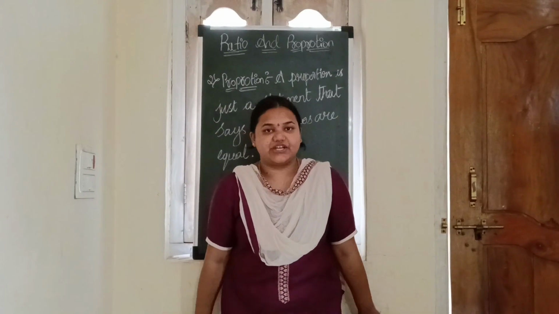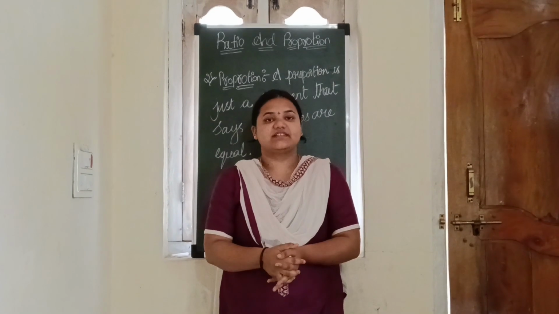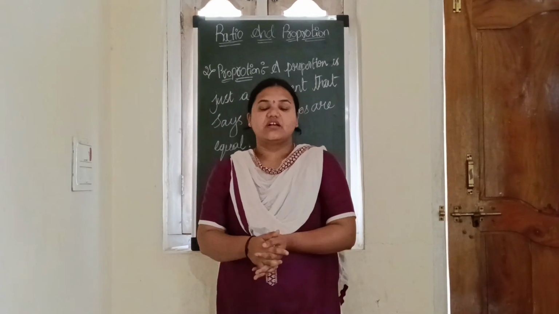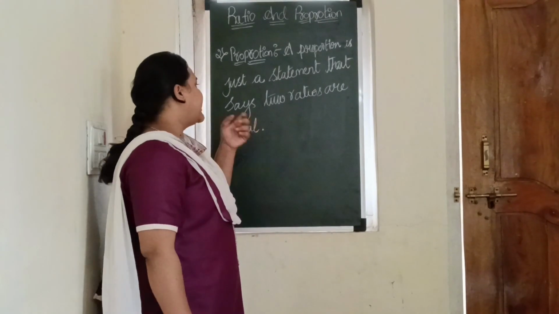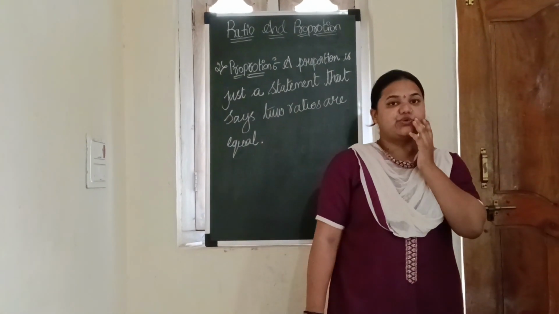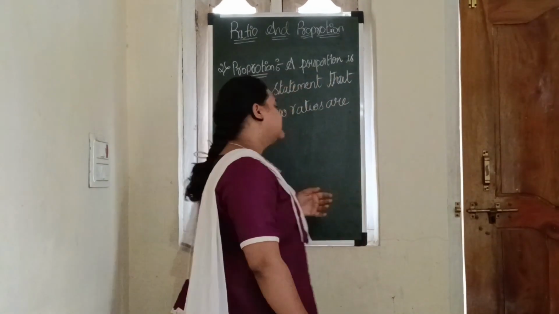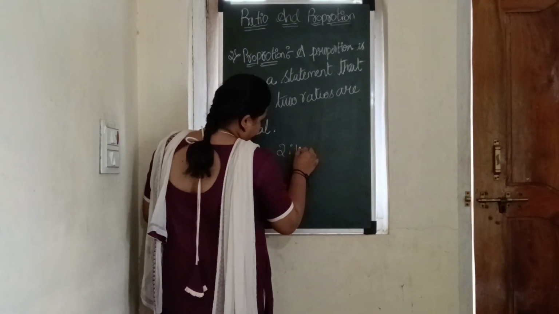Till now we have seen what is ratio and how it is used. So now we'll see the proportion. What is proportion? A proportion is just a statement that says two ratios are equal. So two ratios should be equal. How? In general, write it.